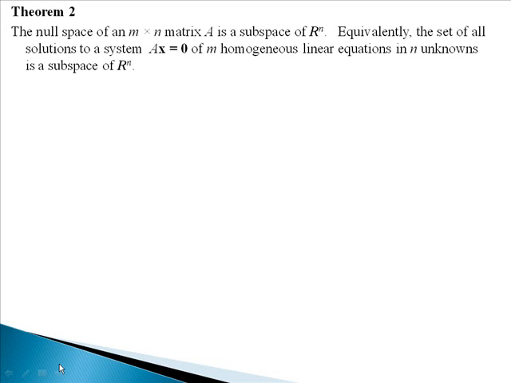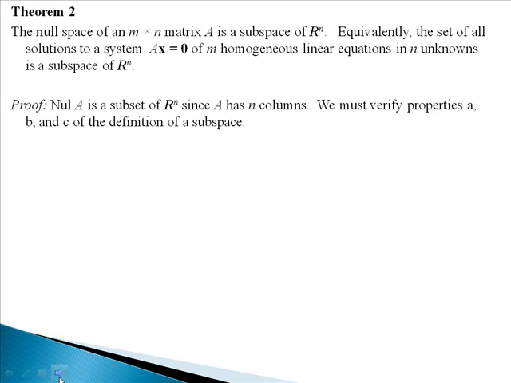Let's look at Theorem 2. The null space of an m by n matrix A is a subspace of R^n. Equivalently, the set of all solutions to a system Ax = 0 of m homogeneous linear equations in n unknowns is a subspace of R^n. So let's look at a proof. The null space of A is a subset of R^n, since A has n columns. So we must verify properties a, b, and c of our definition of a subspace.